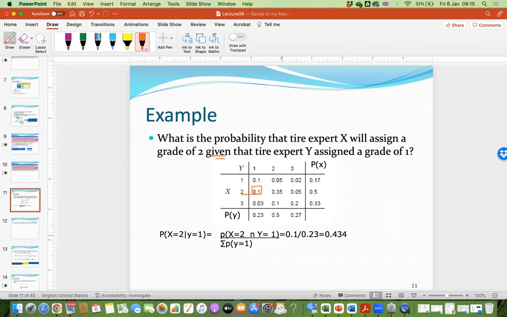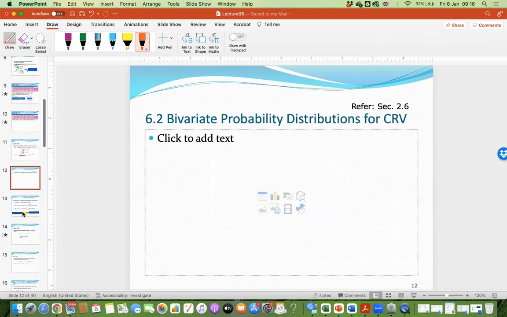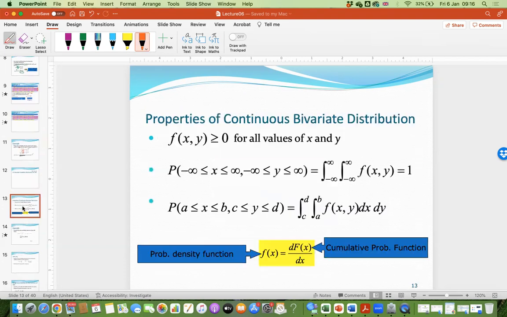X equals to 2, Y equals to 1 is 0.1. Okay, then I need to find the marginal Y equals to 1. You remember Y equals to 1 is your Y fixed. Okay, so my Y fixed is 0.23. Okay, all right. So therefore, I have my answer 0.434.